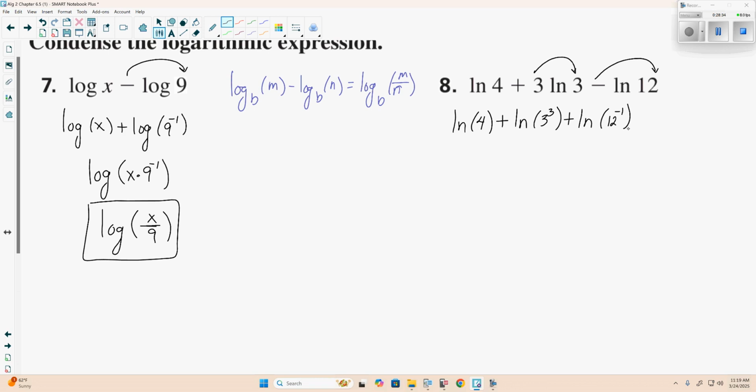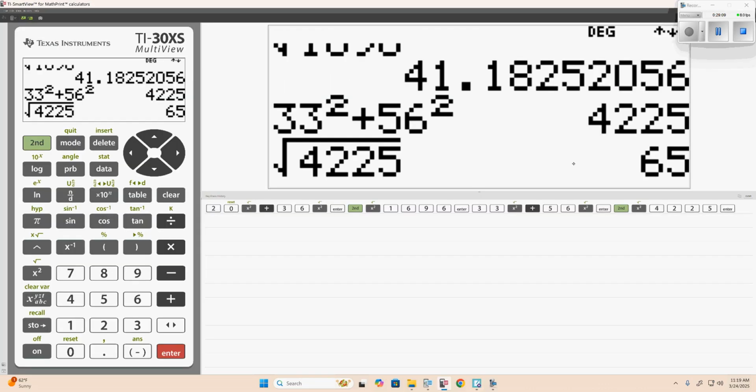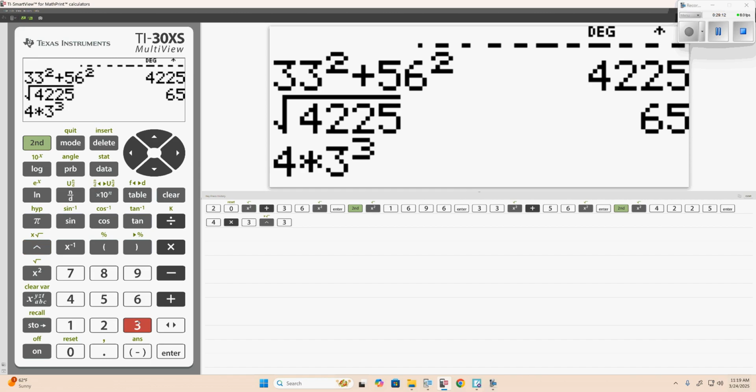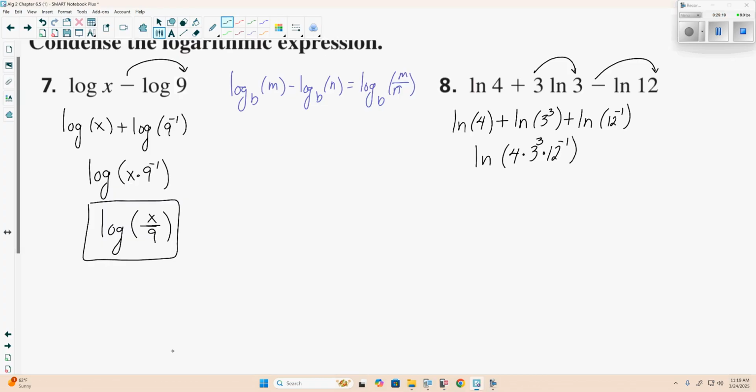Now, since we do have two or more logs being added together, we can rewrite it as a single log with what's inside being multiplied. Now, yes, at this point here, you could grab the calculator and plug in what's inside the log, because again, we're not trying to find an exact answer. We can't just type in natural log of 4 times 3 to the third times 12 to the negative first, because it would give us a decimal number. It won't give us what we want. Because if you wanted to, you could take the calculator and do 4 times 3 to the third times 12 to the negative first, and it'll tell us it's 9.